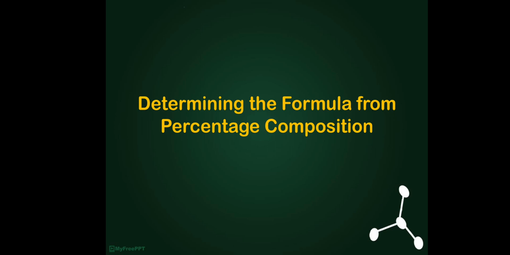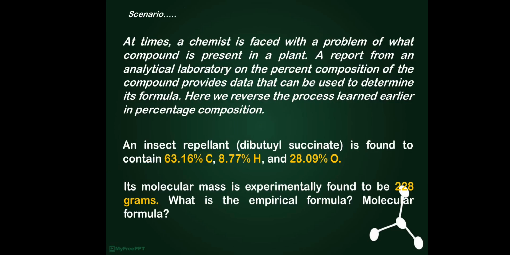Again, that's not the end. In determining the percentage composition, there is a formula from percentage composition, it is not finished yet. Scenario: a chemist is faced with the problem of what compound is present in a plant. A report from an analytical laboratory on the percent composition of the compound provides data that can be used to determine its formula. Here we reverse the process learned earlier in percentage composition.